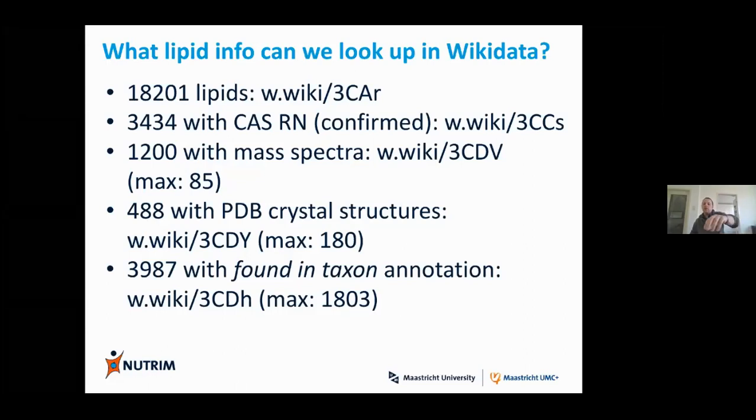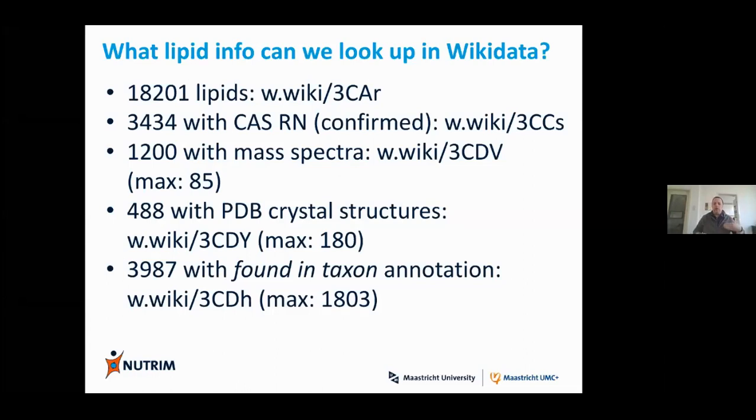So at this moment, there are about 18,000 LIPID MAPS identifiers in Wikidata. And again, the w.wiki links, those are the things that run the query against Wikidata. So you can actually run that tomorrow and see if the count has changed. So that is about 18,000 out of the 23 or 45,000 identifiers that there is, because I cannot guarantee that there are not computational lipids in Wikidata.